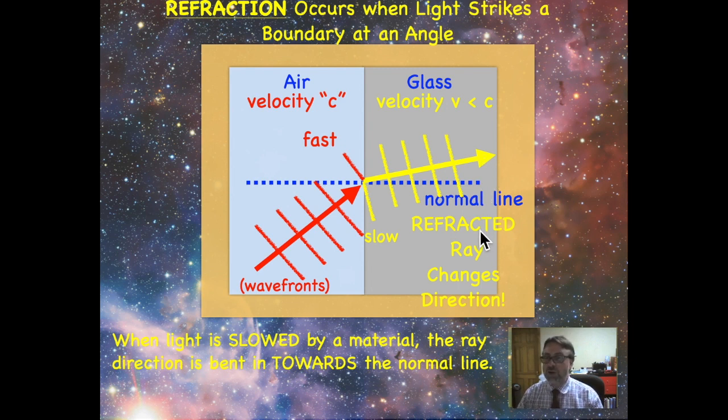Now you can imagine what would happen if I ran this experiment in the opposite direction. If I started in the glass and went into the air, as the light hit the air, it would speed up first. And so the part that's going into the air would be fast. The part that's in the glass would still be slow. And then I would end up bending away from the normal line.